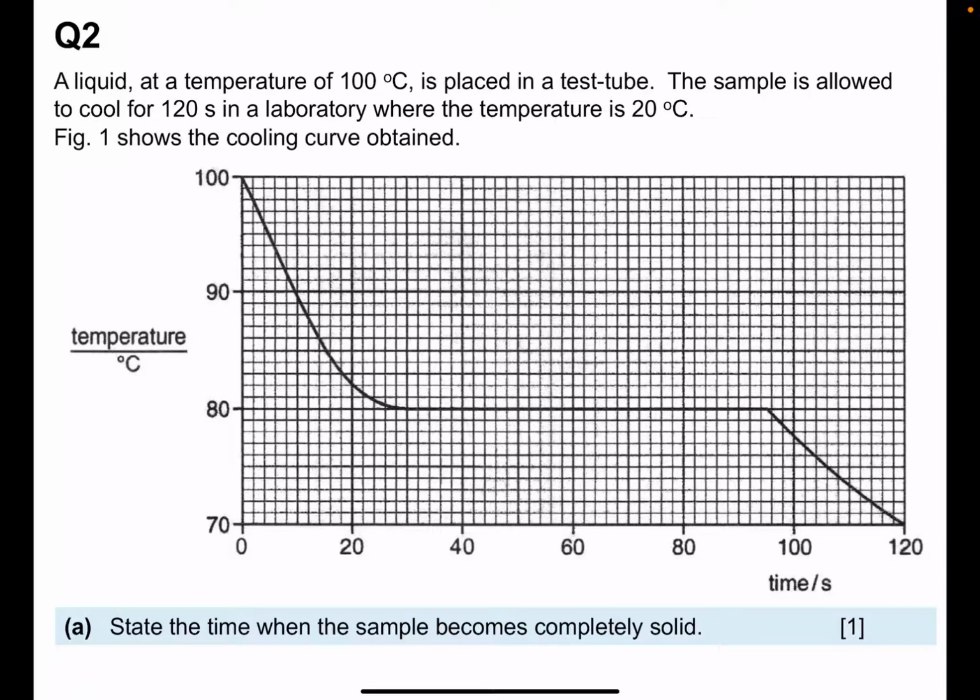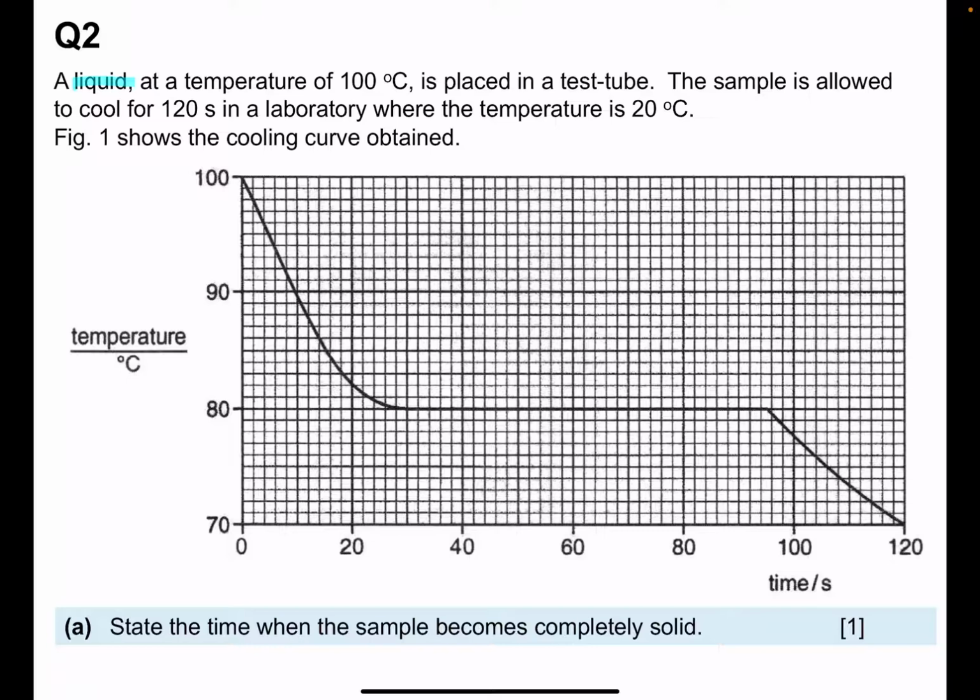A liquid at a temperature of 100 degrees Celsius is placed in a test tube. The sample is allowed to cool for 120 seconds in a laboratory where the temperature is 20 degrees Celsius. Figure 1 shows the cooling curve obtained. State the time when the sample becomes completely solid.